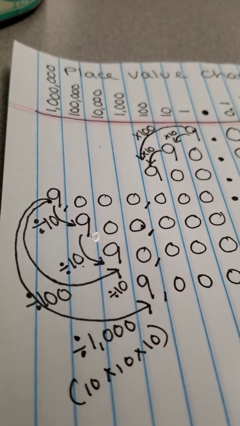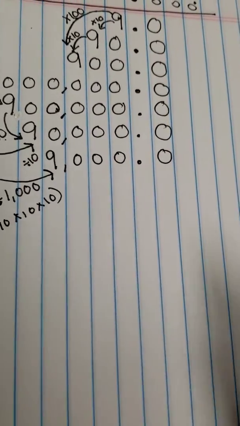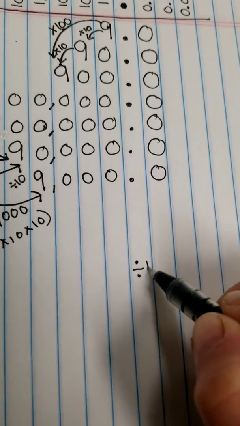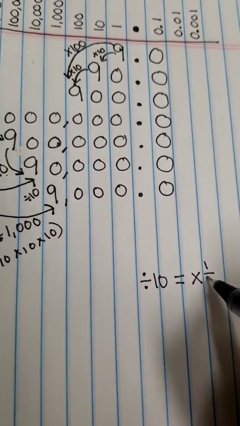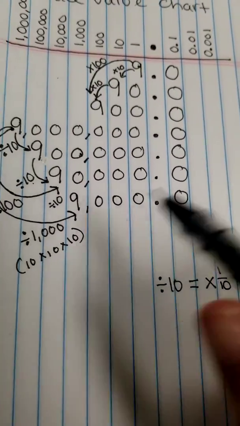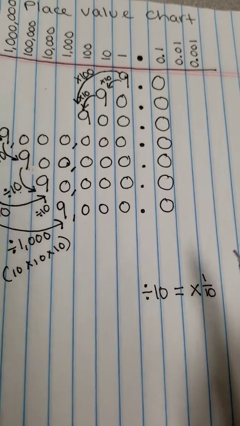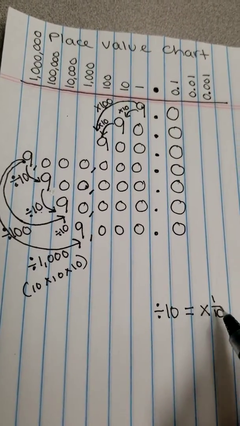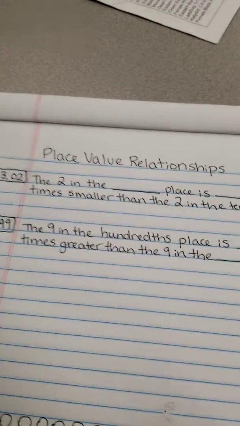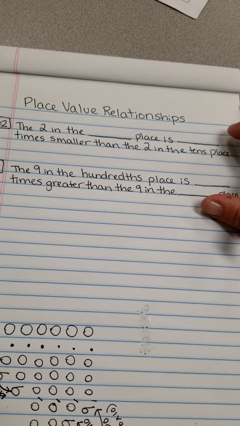All right, so something else to remember, just as a side note, dividing by 10 is the same thing as multiplying by 1/10. Okay, so you don't have to put divided by 10 there. You can also put times 1/10 because dividing by 10 is the same as multiplying by a fraction. Let's look at a couple of word problems and use our place value chart to help.